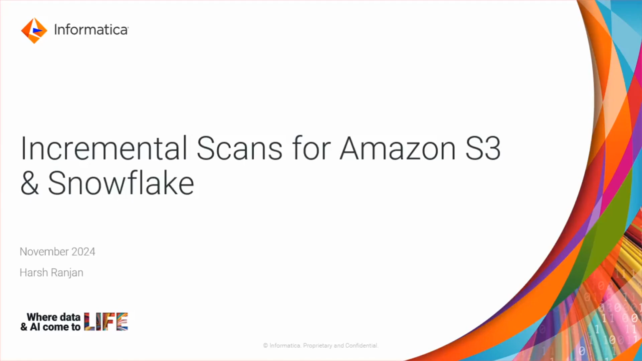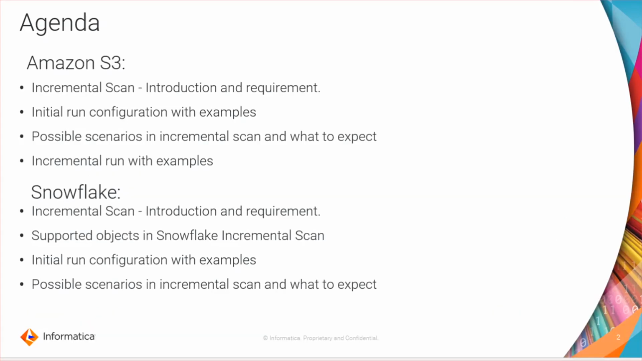The agenda for today's session would be covering the incremental scan for both Amazon S3 and Snowflake. We'll see the introduction for incremental scans and the basic requirement behind them. We'll also see the initial run configuration with examples for both these catalog source types. And we'll also see the possible scenarios in which incremental scan can be used and what to expect in those possible scenarios. We'll also refer to the supported objects in Snowflake incremental scan in this session.